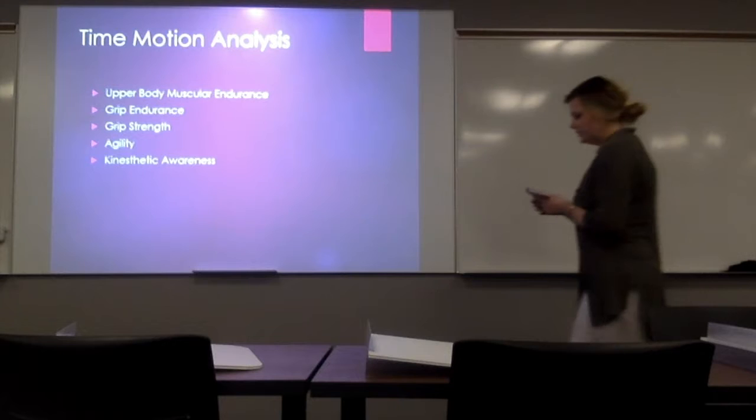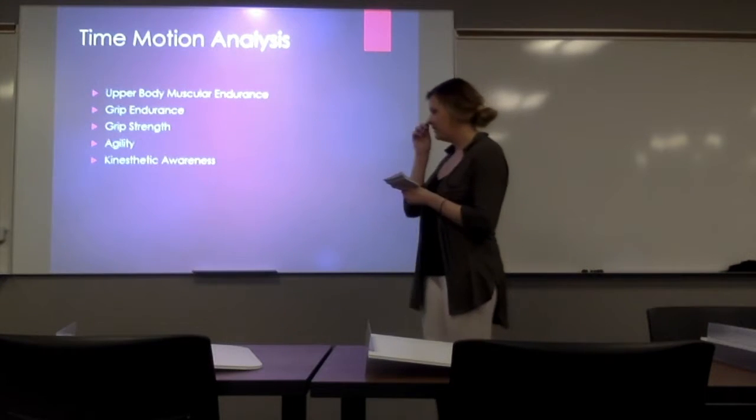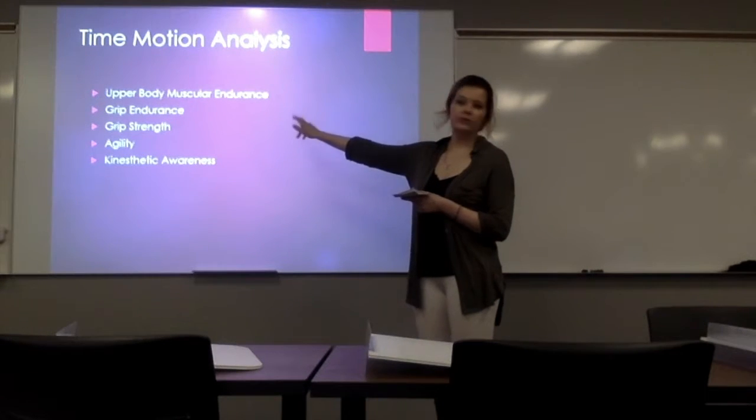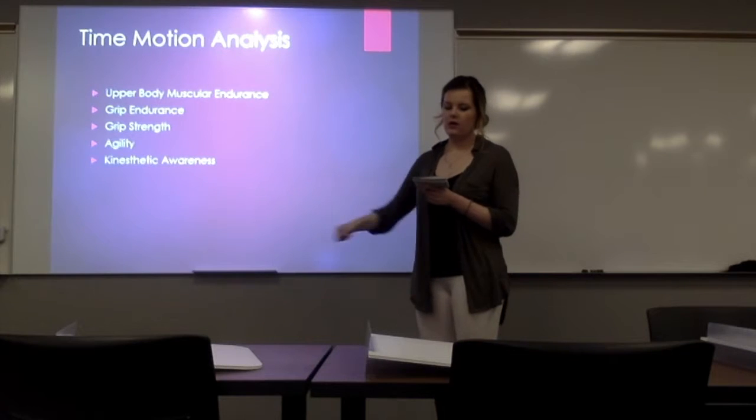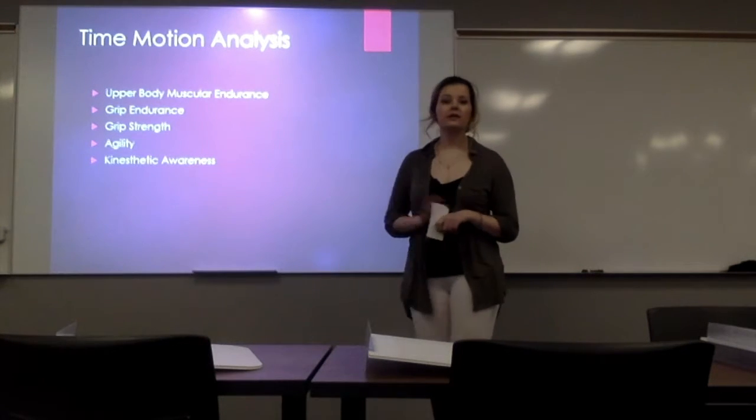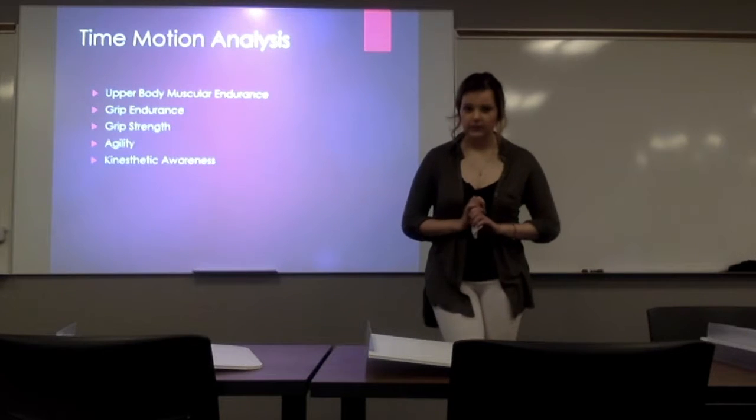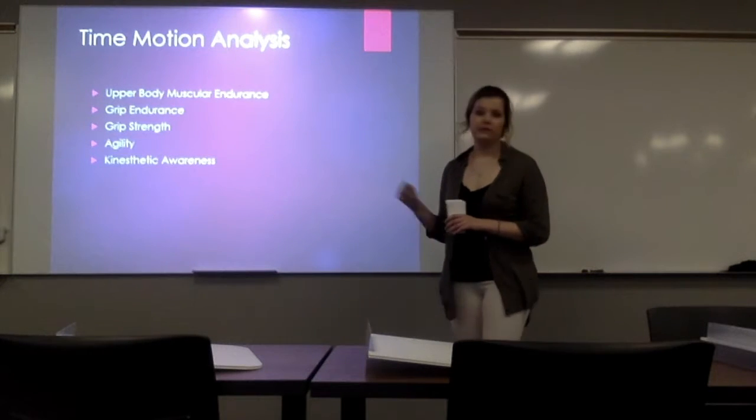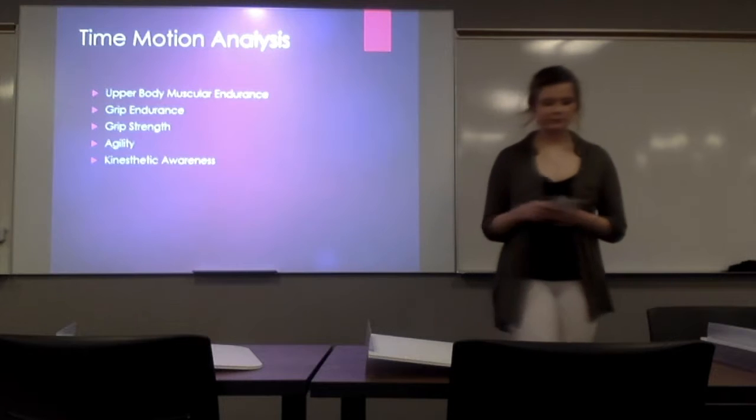Upper body muscular endurance was 6 out of 8. When you get to grip, both grip strength and grip endurance are 4 out of 8. And agility and kinesthetic awareness are the ones that are recruited in the surge, so in the maze. So that is 1 out of 8 for both of those.